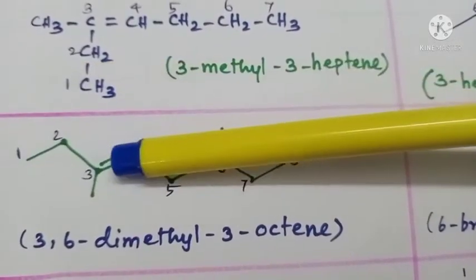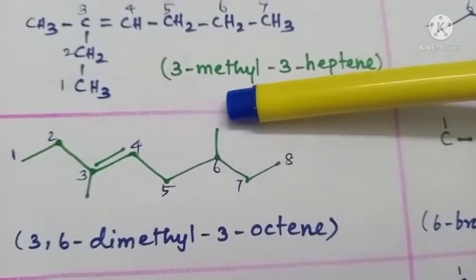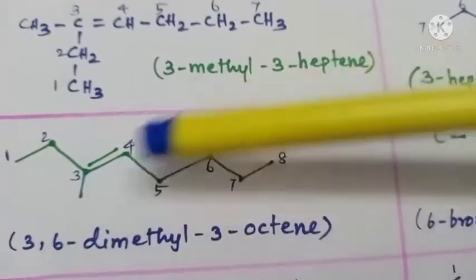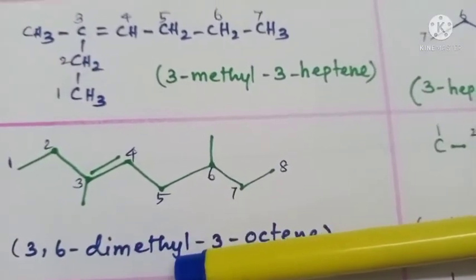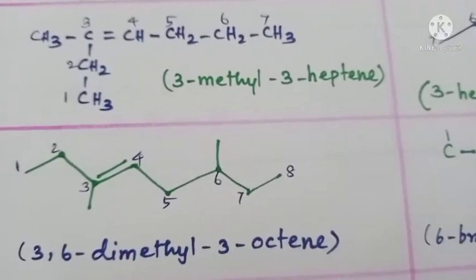So numbering I start from the left hand side because the double bond is near to the left side, isn't it? So the double bond is getting number 3. At the same third carbon, there is a methyl group, and at 6 also another methyl group. So the methyl groups are at carbon 3 and 6. So 3,6 dimethyl. Double bond at third carbon, so 3 octene. So 3,6 dimethyl 3 octene.